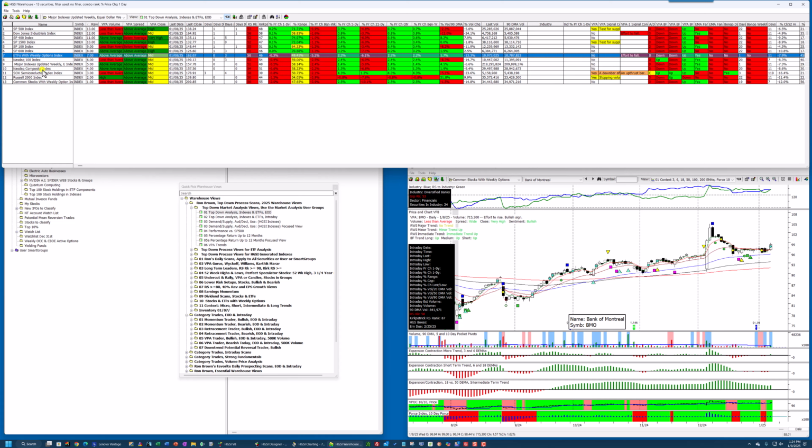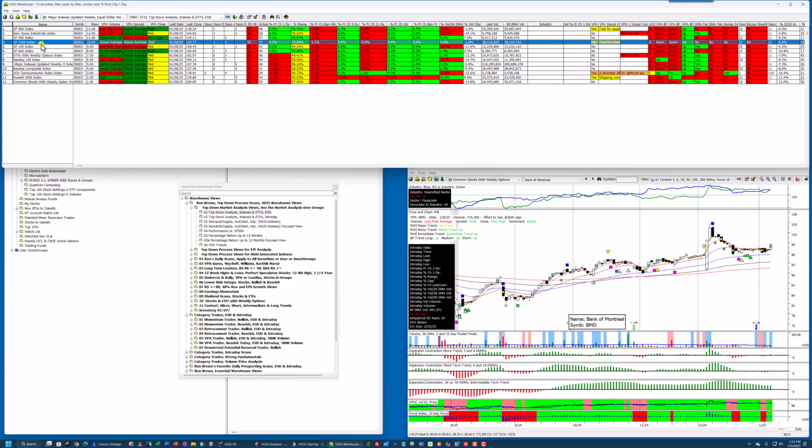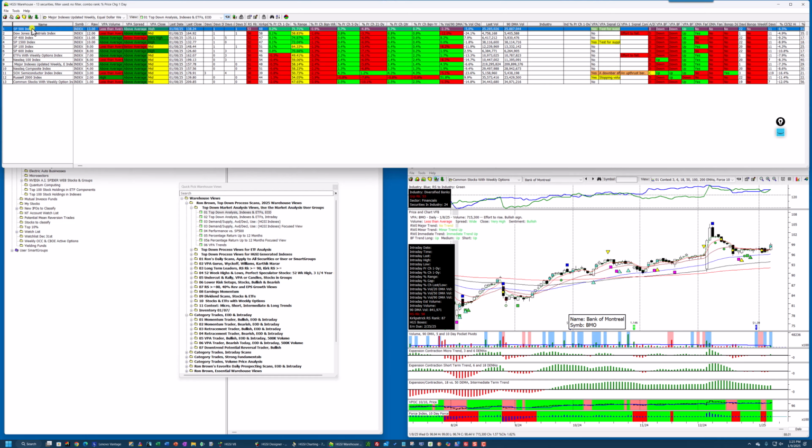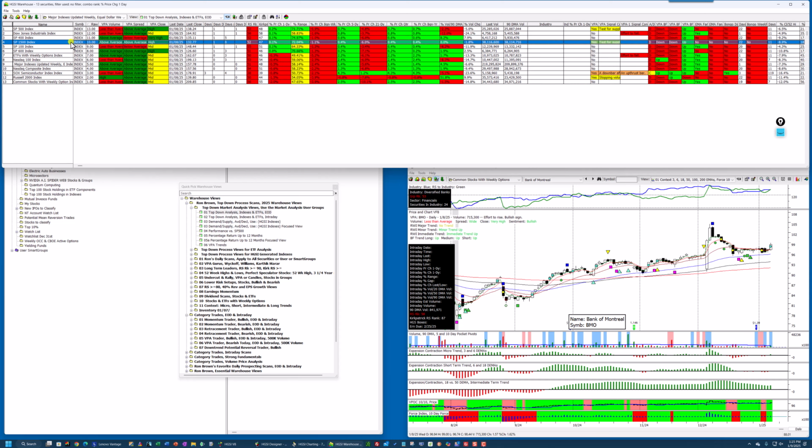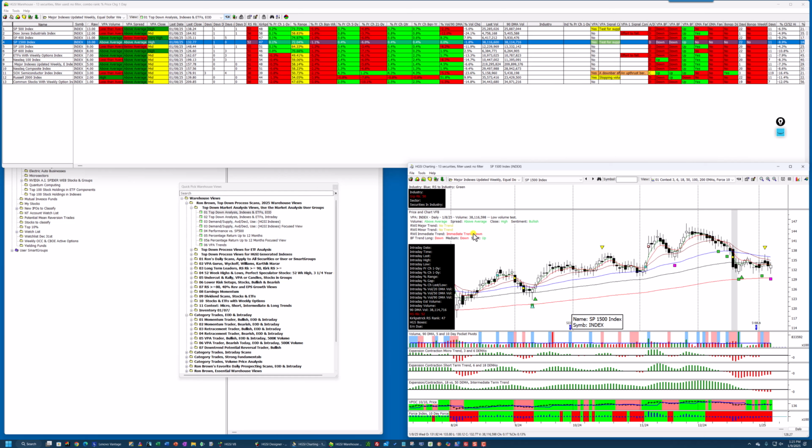So I'm going to look at the broad market. I'm going to go with the S&P 1500 because this represents a real cross-section of the market, because it contains the S&P 500 large cap, the S&P 600 small cap, and the S&P 400 mid cap. They're all combined in the S&P 1500. So I'm going to bring up a chart. This is one of my standard charts that I'm using, and you can see that the S&P 1500 is right here.